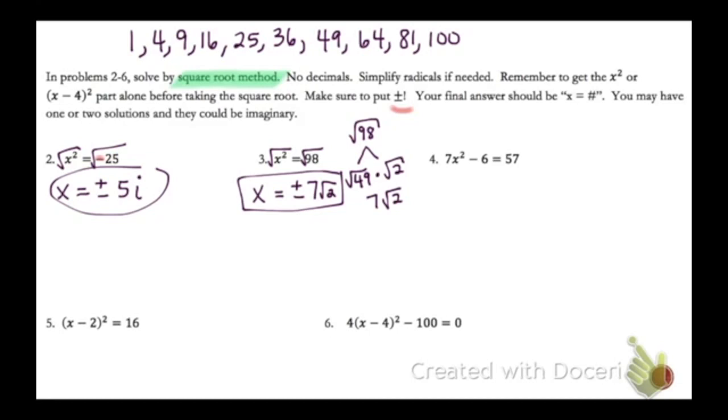Problem 4. We need to start on this problem by getting x squared alone. So I'm going to add over the 6 and then divide by 7. Now I can take the square root of both sides and I get x equals plus minus 3. Remember, we always have a plus minus in our answer here, and the square root of 9 is 3.